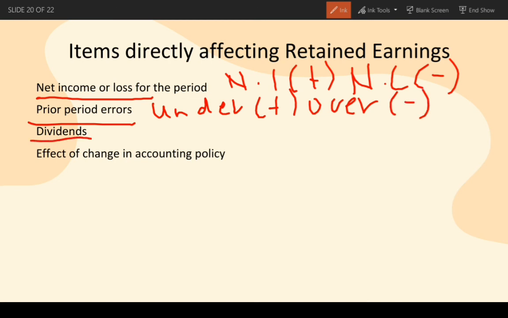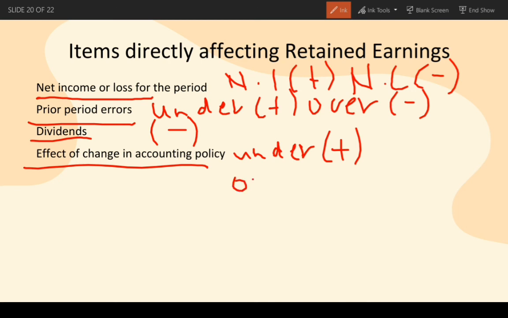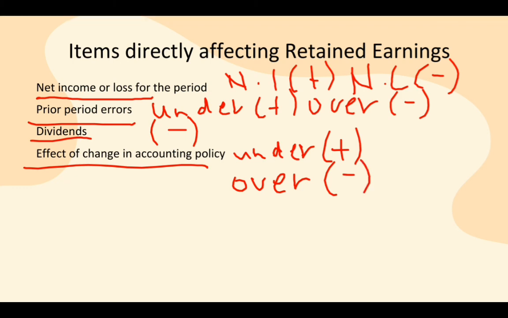Dividends to shareholders: the dividends declared or paid during the year shall be deducted from retained earnings. Effects of changes in accounting policy. Same as prior period errors, this is the adjustment to the beginning balance of retained earnings. So, when net income is understated, the effect of the change in accounting policy is added to retained earnings. When net income is overstated, the effect of the change in accounting policy is deducted from retained earnings.